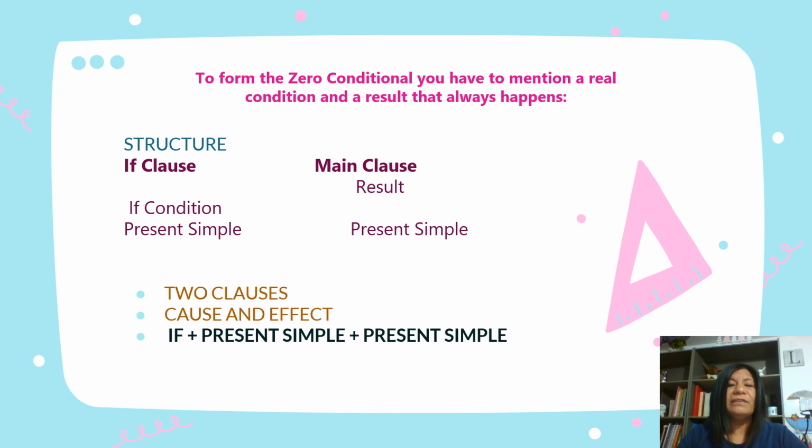So the most important thing about the zero conditional is that we have two clauses in just one sentence, and one is going to be the cause and the other one is going to be the effect. Remember, the structure is going to be, first of all, if plus present simple, plus present simple.